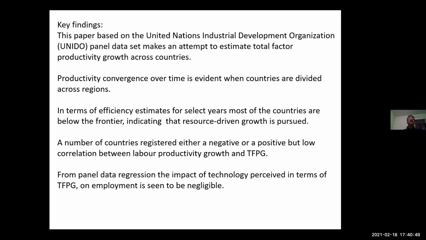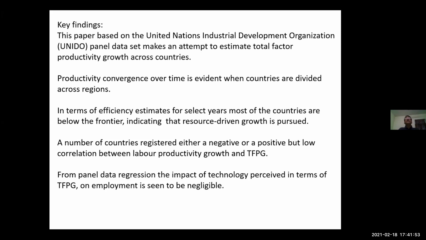Now, as far as some of the key findings are concerned from some of these studies, we get to see that the paper based on the United Nations Industrial Development Organization, UNIDO data, panel data, makes an attempt to estimate total factor productivity growth. So we have considered this as an unpublished paper. Here, my co-author Samir Malik and I have tried to estimate total factor productivity growth for different countries, both in the developed world as well as in the developing world. And then we try to see the productivity convergence over time, whether it is happening across the globe or within certain regions. So we try to estimate the productivity for different regions in the world, and we try to see whether convergence is taking place. Of course, we try to see it in terms of sigma convergence as well as beta convergence.